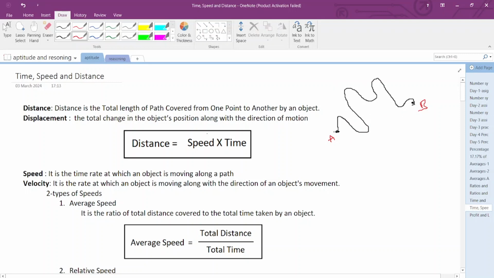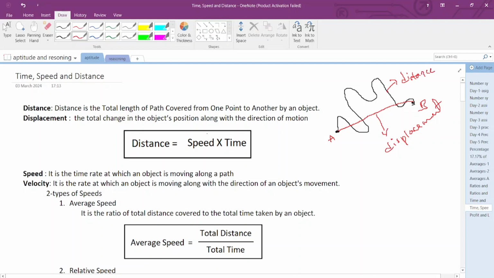Then what is displacement actually? Displacement is nothing but this. Moving from A to B, it will choose the shortest path, a direction towards B only. It won't go up and down and then reach B. That is basically the difference between distance and displacement. This is called displacement and this is called distance.